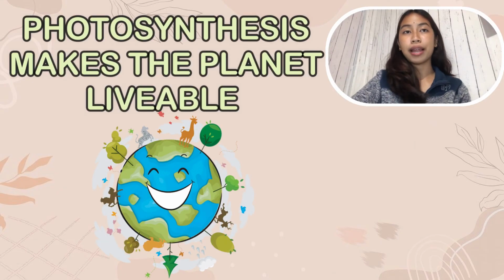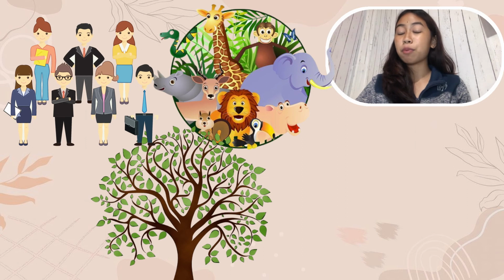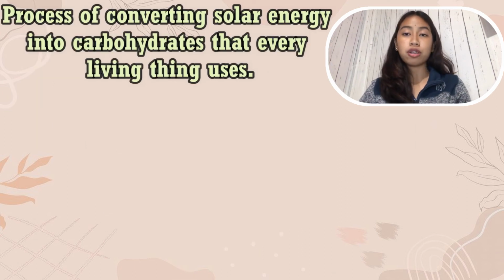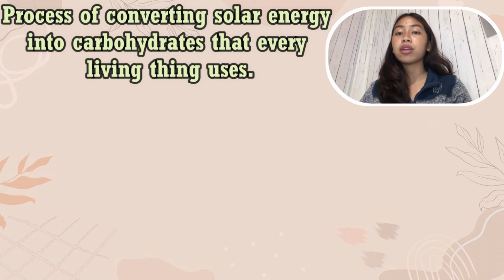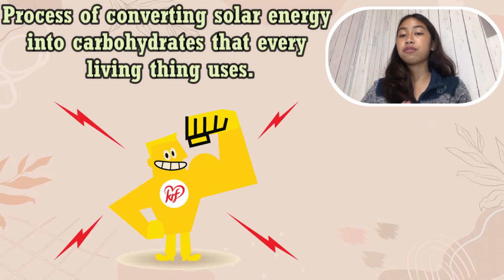Photosynthesis makes the planet livable. All life on Earth depends on photosynthesis. This includes both animals and plants. It is the only biological process capable of converting solar energy, which comes from space, into the chemical molecules or carbohydrates that every living thing uses to fuel its metabolism.